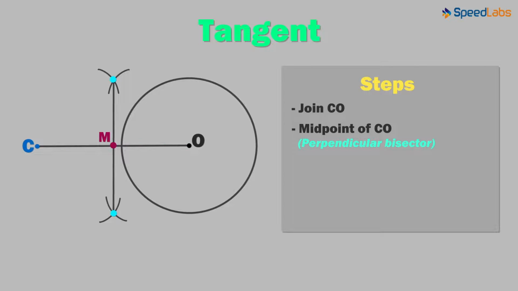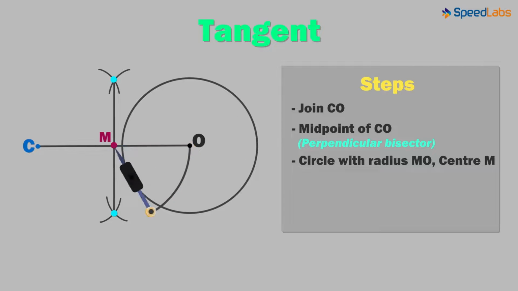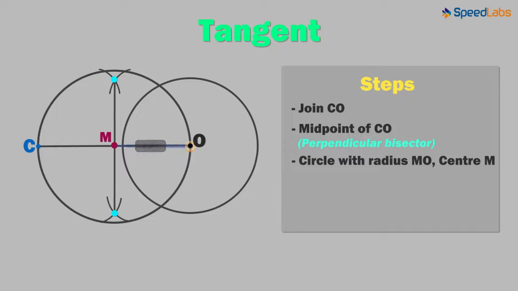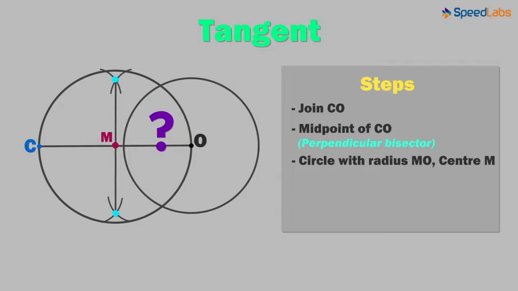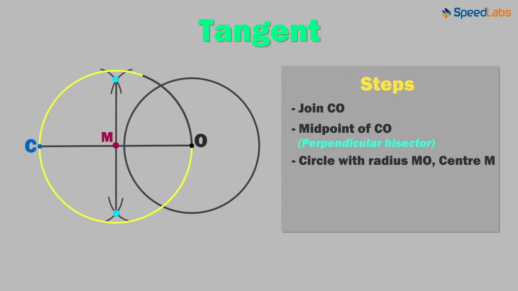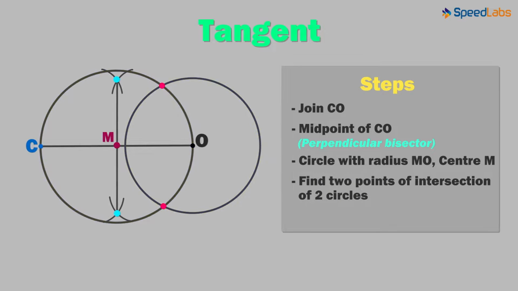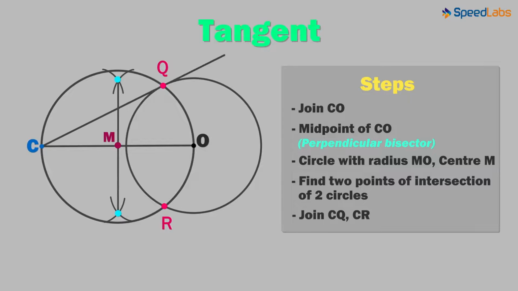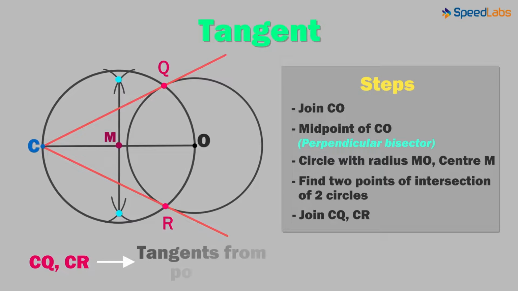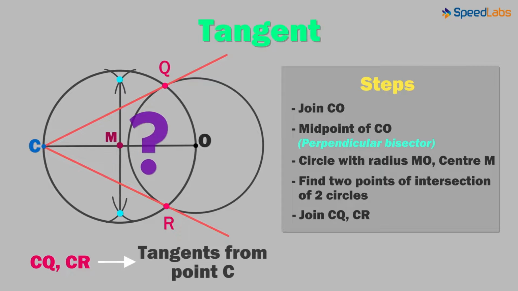Now, again with the help of a compass, taking the width as the length of MO, we draw a circle with M as the center. What do you observe? At how many points do the circles intersect? Yes, as we can see, this circle drawn intersects our original circle at 2 distinct points. Let's name these points as Q and R. We then join the points CQ and also the points CR. These 2 segments CQ and CR are the required 2 tangents of the circle. Wasn't the construction simple? Yes, it was.